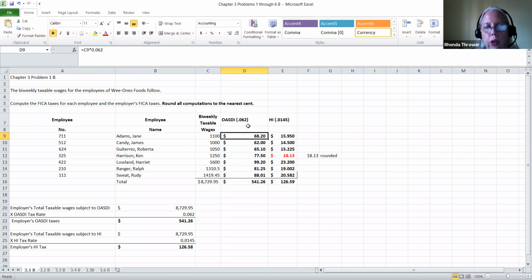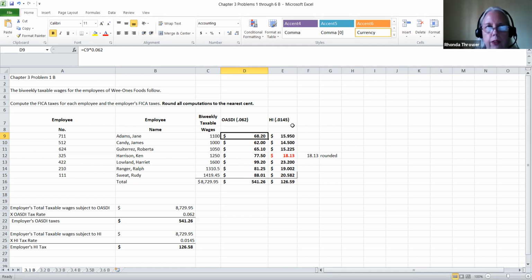So all of the Social Security taxes are simply each one of the biweekly wages multiplied by 6.2%. So each one of these would be multiplied by 6.2%, and that's how you get the OASDI taxes that would be withheld for each employee.